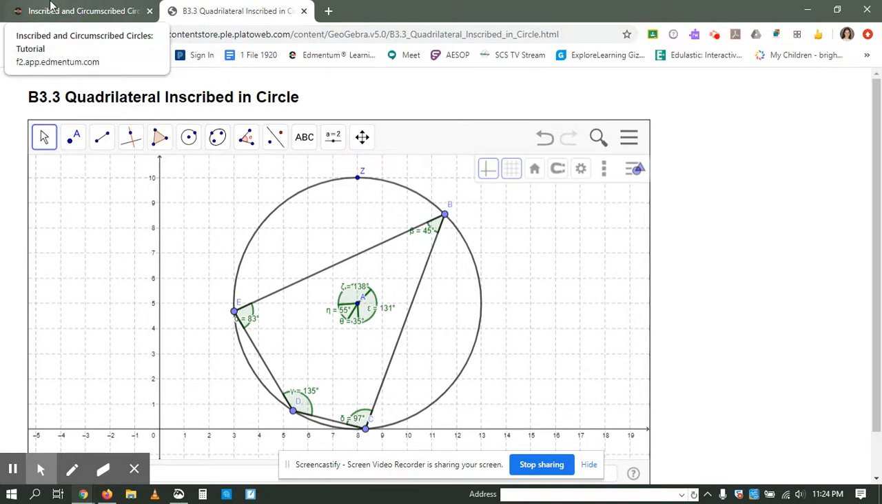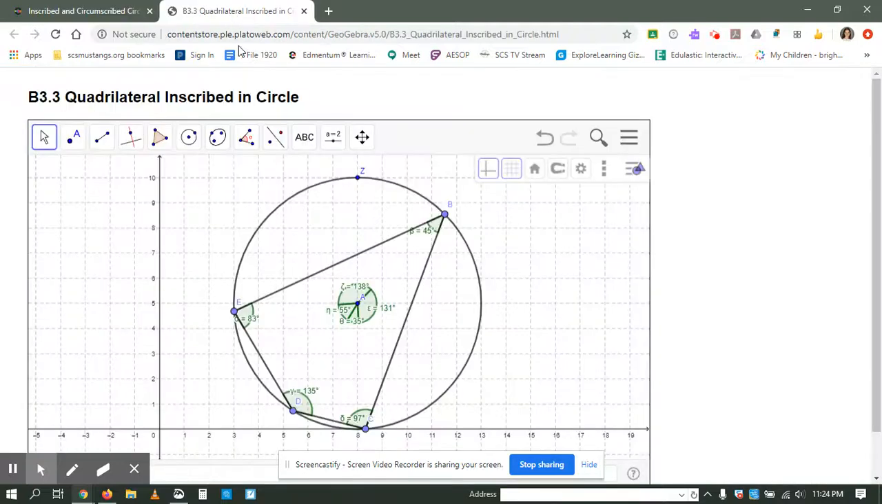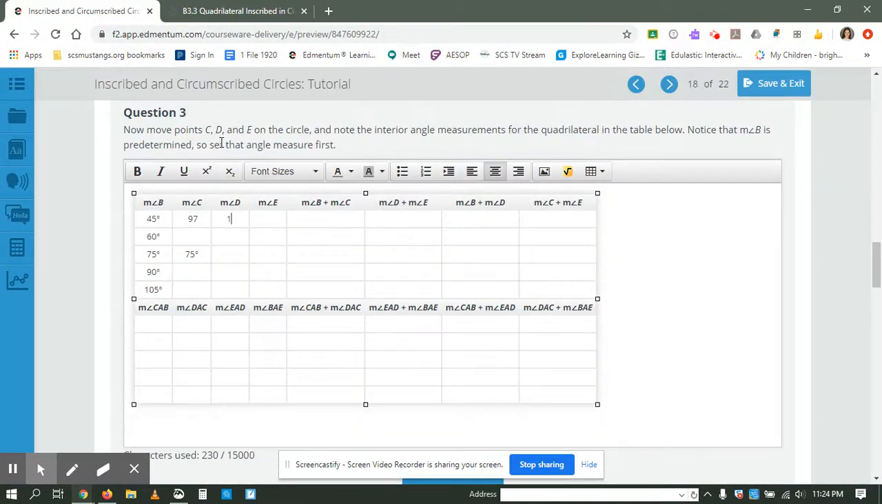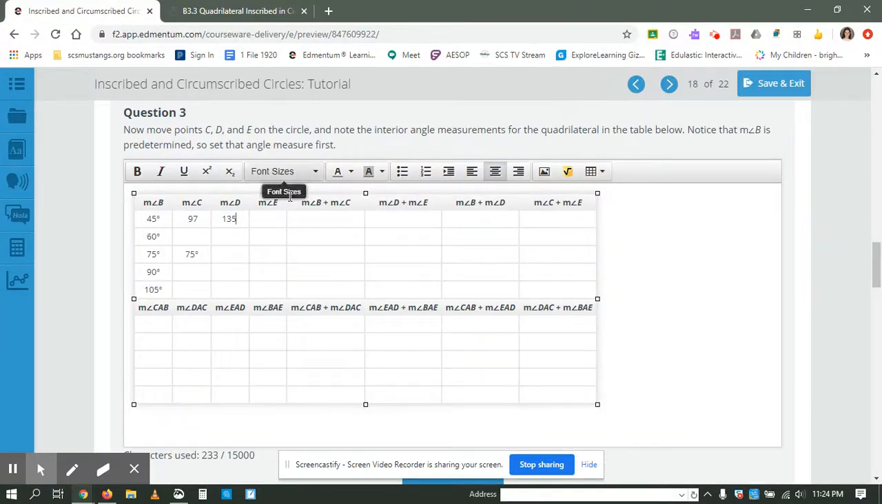So it just wants to know what the rest of them are. And I'm going to stick with reading and focusing on the points that they give there. We're looking for the measure of angle C. That's going to be 97. The measure of angle D is 135. And the measure of angle E is 83. And then they want you to go through here and find some sums. I'm not worried about the degree symbol. If you were, don't worry about putting that in there.